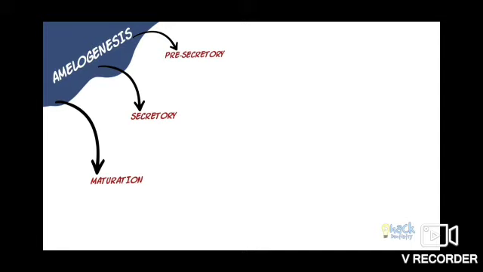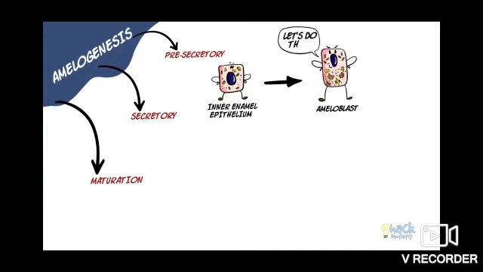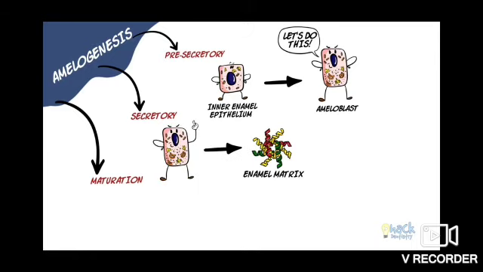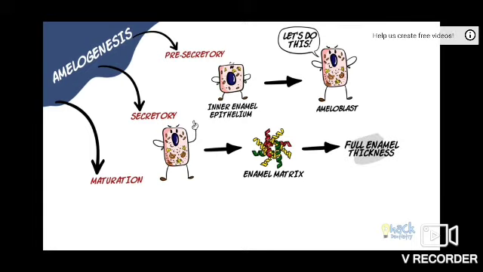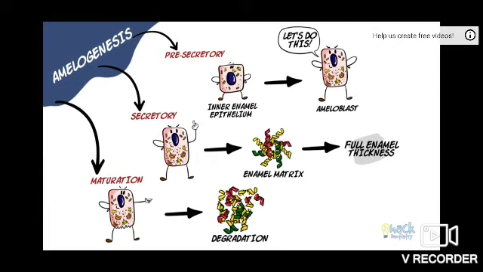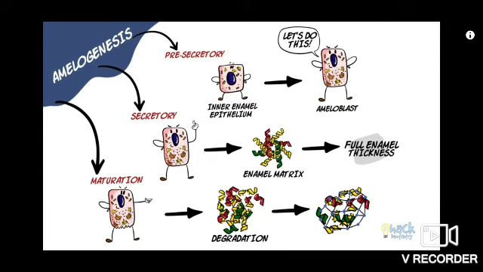The pre-secretory stage is the phase in which inner enamel epithelial cells differentiate to become ameloblasts that are ready for secretion. In the secretory stage, ameloblasts secrete organic matrix comprising various enamel proteins, forming the entire enamel thickness. Ameloblasts carry out activities in the maturation stage that help in degradation of enamel matrix and subsequent replacement by minerals or inorganic material, thus completing the process of enamel formation.